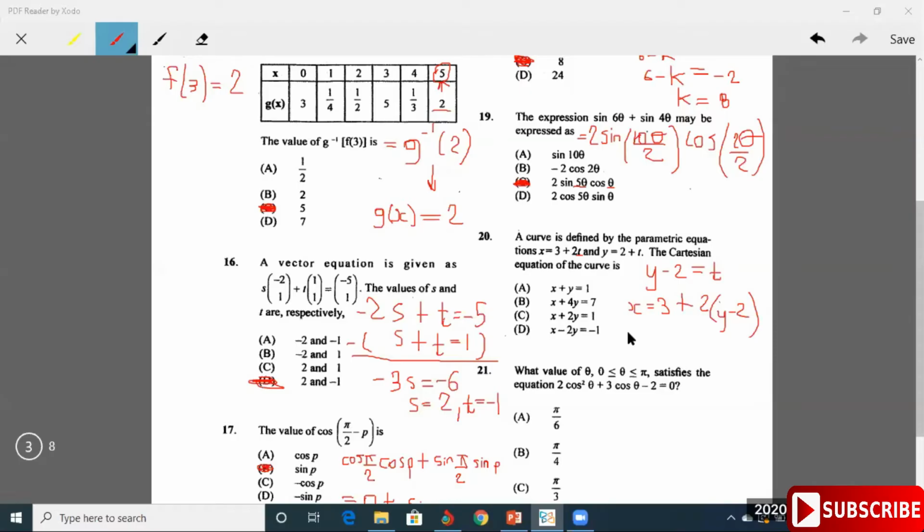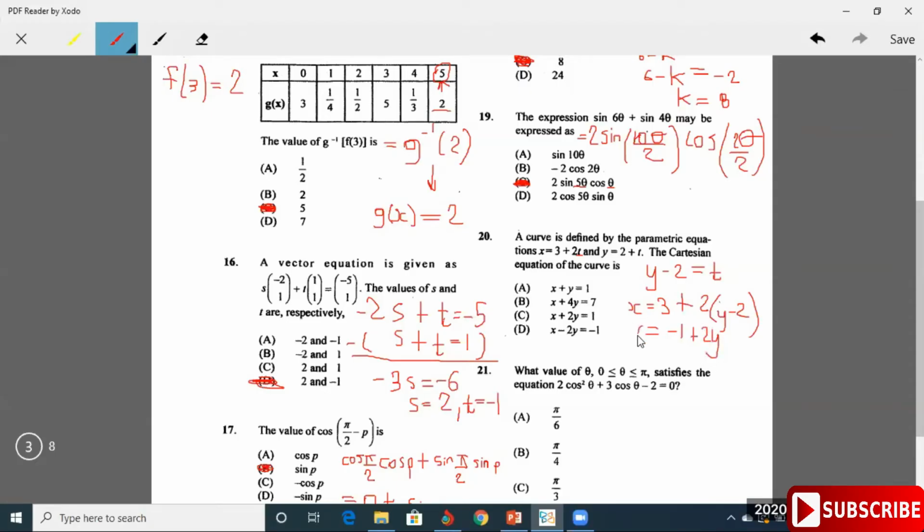So yes, this is the 2016 paper. All we need to do now is expand this right-hand side, which simplifies to 3 plus 2y minus 4. And so 3 minus 4 is negative 1, plus 2y. That's what x is equal to.